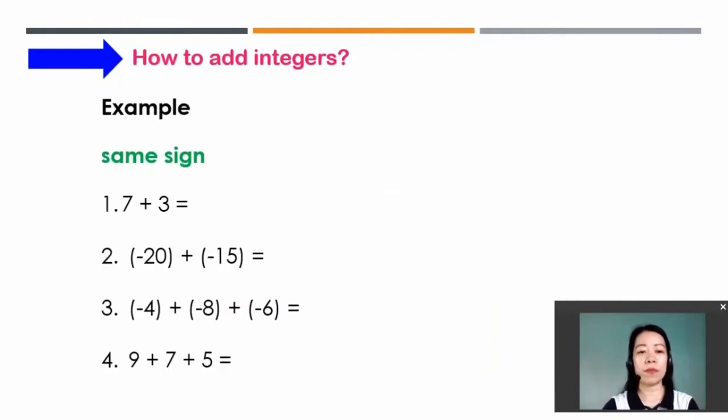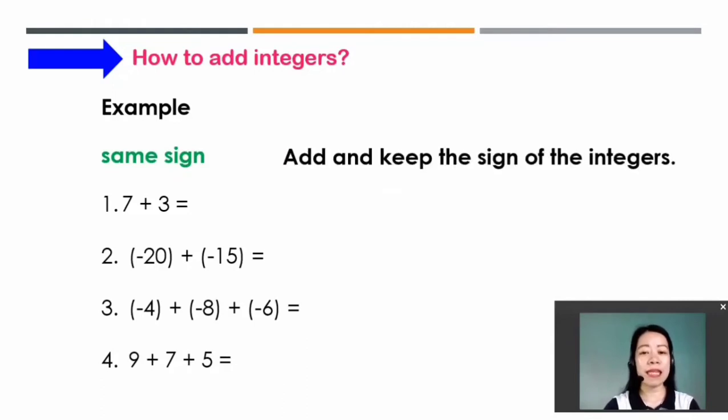For example, so kapag same sign, what you are going to do is add and keep the sign of the integers. So for number 1, we have 7 plus 3. So add the integers. 7 plus 3 equals 10. Since they are both positive, so ikakopy nyo lang yung sign. So the answer is positive 10. Next, for number 2, negative 20 plus negative 15. So the answer is negative 35.